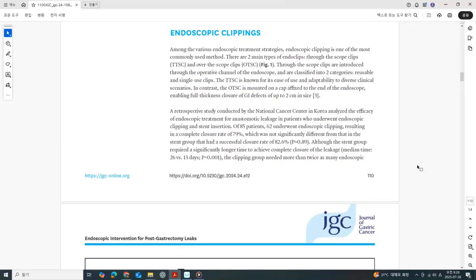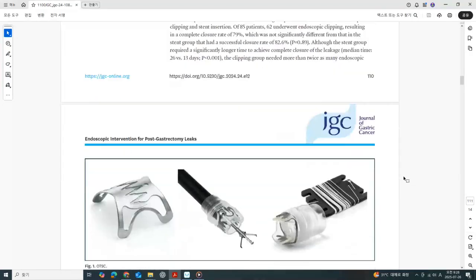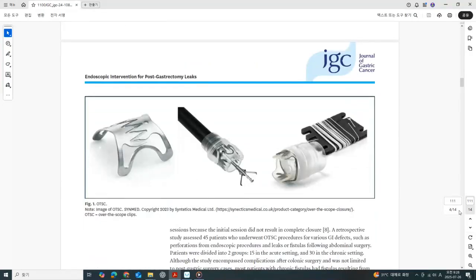Pretty user-friendly. Okay. Then you have over-the-scope clips, OTSCs. These are different. They're mounted on a little cap that actually fits onto the end of the endoscope. So it sits on the scope, not through it. Exactly. And that design lets it grab a bigger chunk of tissue, allowing for what's called full-thickness closure. It can close defects up to about 2 centimeters.